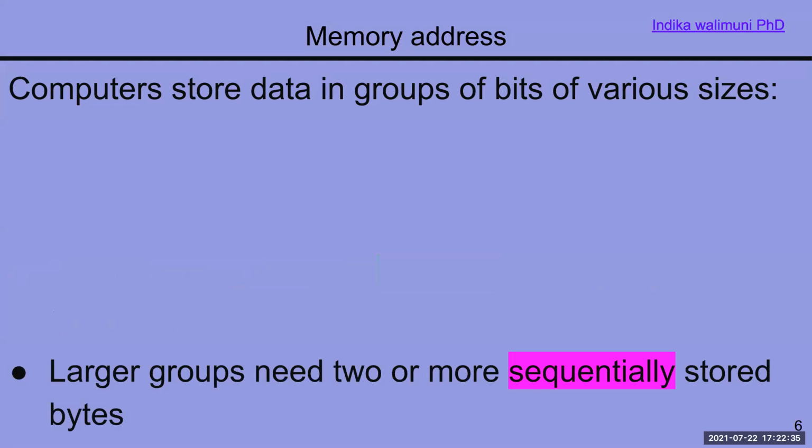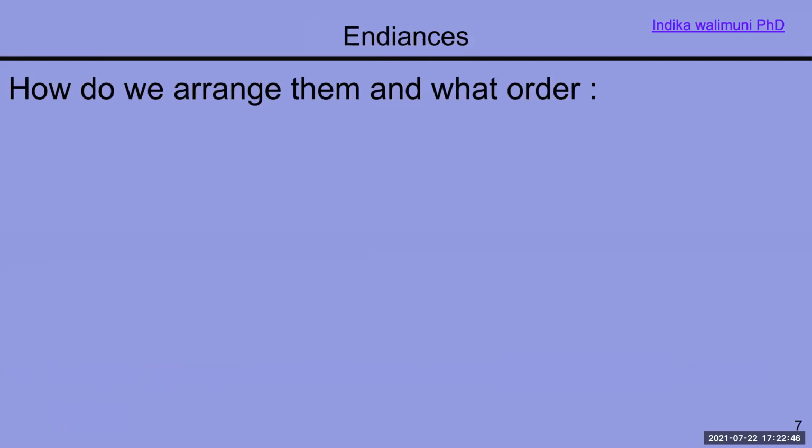Larger groups need more storage, so we arrange them sequentially in bytes. Then we have this problem: how do we arrange them? In what order do we arrange them? There can be many ways. For example, we can arrange them from left to right or right to left. So there has to be a convention or standard here. Otherwise, there would be chaos.